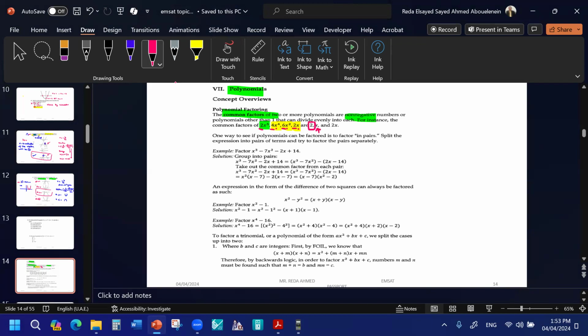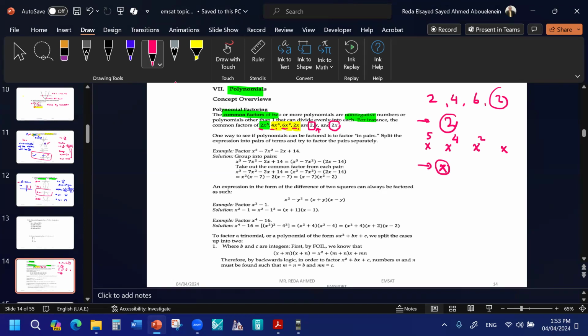So here, 2, 4, 6, 2. The common factor here is the smallest number. It will be 2. X to the power 5, x to the power 4, x to the power 2, and x, it will be the smallest power. If you need to find the common factor together, it will be 2x.